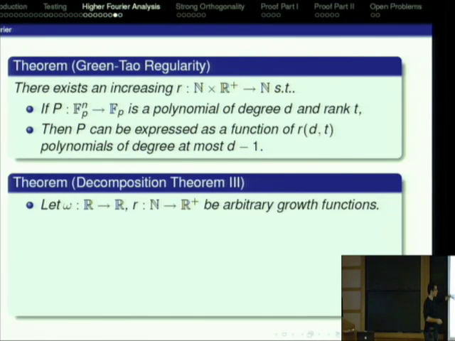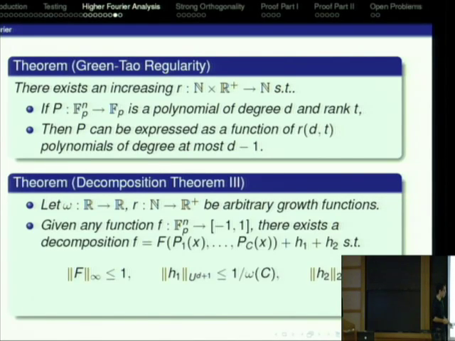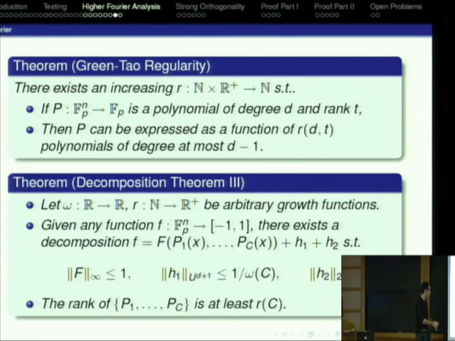So you can use this to obtain the last decomposition theorem, which is a very strong thing. Now, we have two parameters, omega from R to R and some r which controls the rank. They are arbitrary functions. You can decompose your function again into three parts such that all the previous cases hold. The infinity norm of f is bounded, the U_d plus norm is bounded by this growth function, and the L2 norm of H2 is bounded. And also the rank of your polynomial is at least R of C, some R that depends on C.